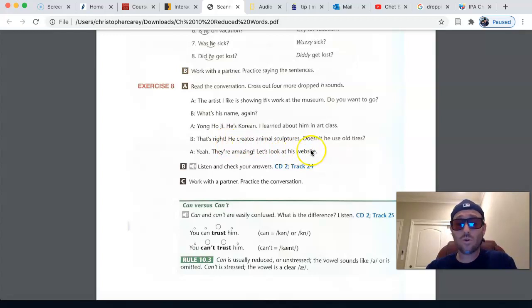Doesn't he use old tires? Reduction to just the E sound because it's in the middle. And yeah, they're amazing. Let's look at his website.